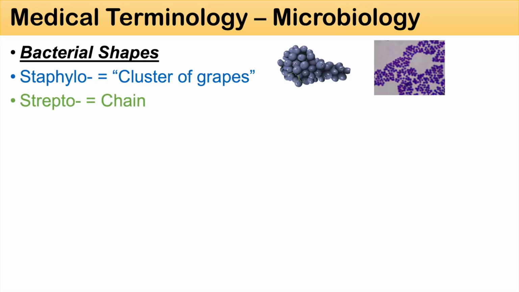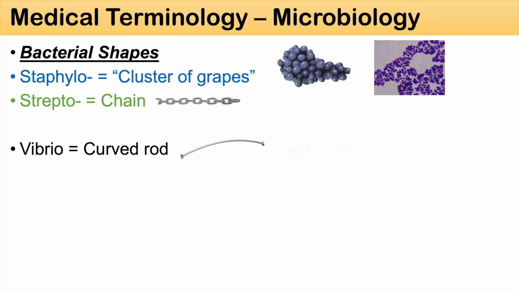Another one that's very common is strep or strepto. This means chain. So the bacteria themselves are lined up in a chain. Vibrio, the prefix or the word vibrio means a curved rod. So you can think of Vibrio cholera, and here is actually Vibrio cholera. And as you can see, it's in the shape of a curved rod.